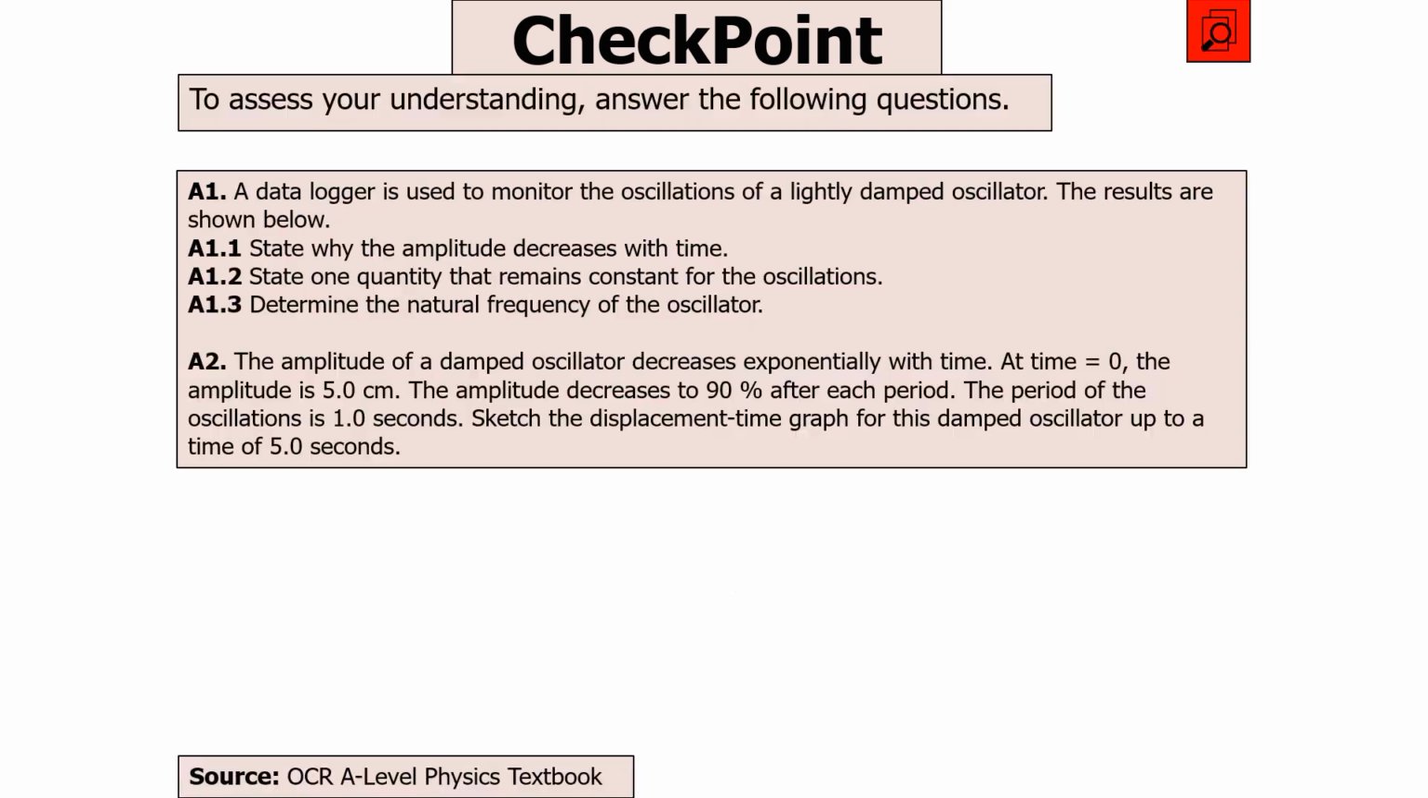The next question says, a data logger is used to monitor the oscillations of a lightly damped oscillator. The results are shown. State why amplitude decreases with time. State one quantity that remains constant for oscillations and determine the natural frequency of the oscillator.